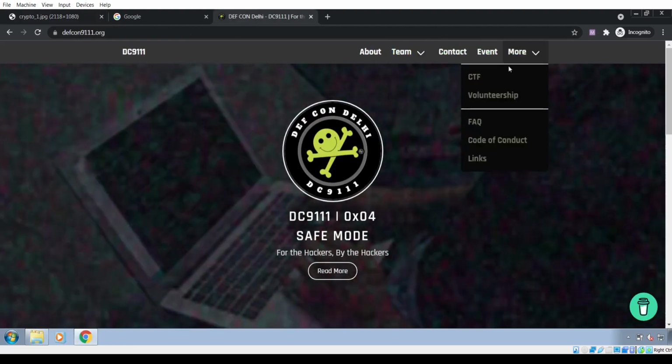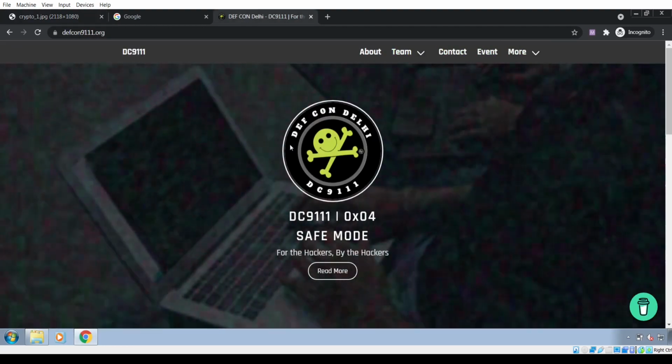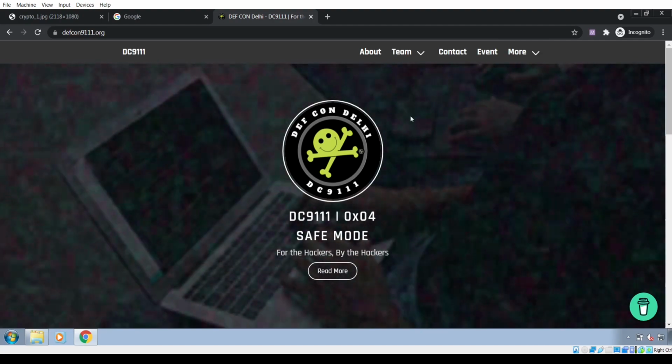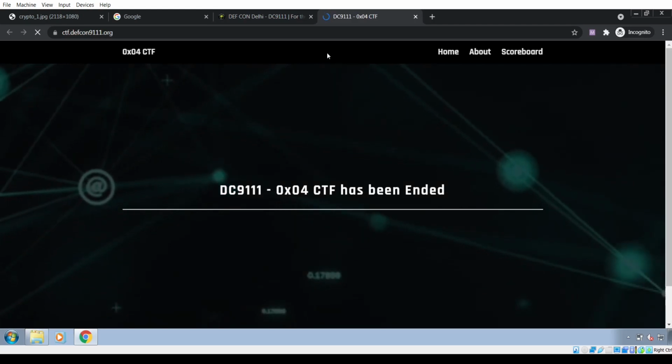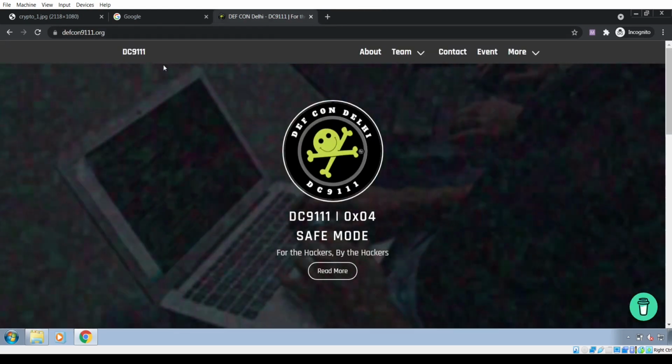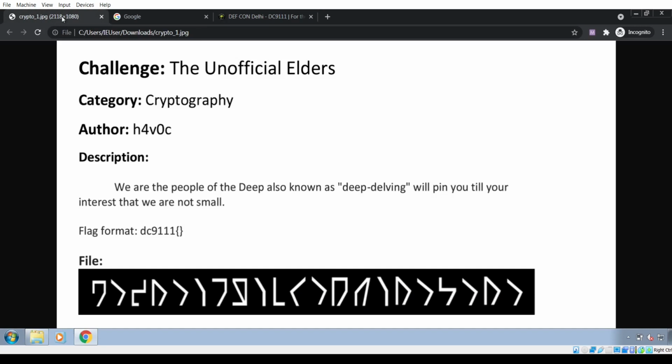There was a CTF organized by this DEFCON group based in Delhi, and that CTF actually ended, but it had very cool problems of many types, from beginner to intermediate to very hard challenges also. We are going to talk about this challenge named the Unofficial Elders. This challenge was there in the CTF, and there were few people who did it.